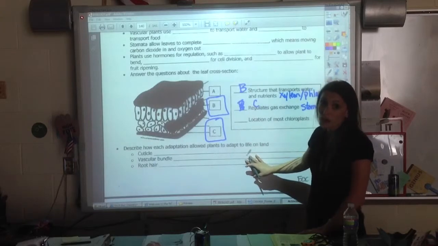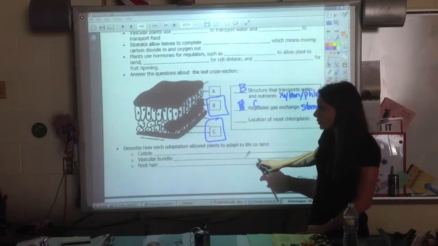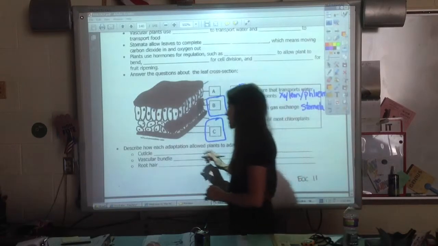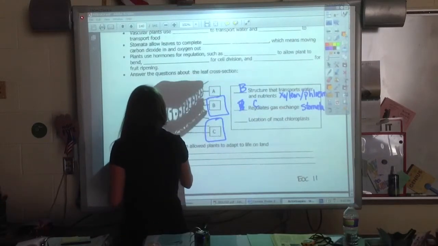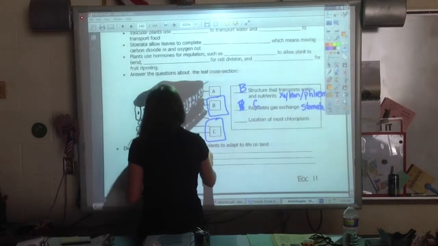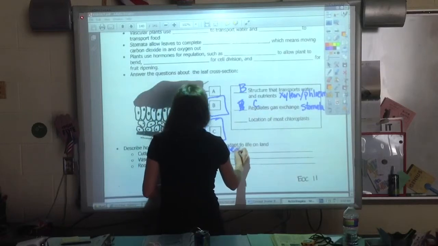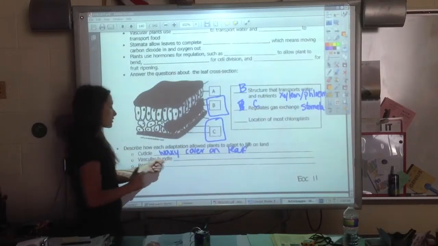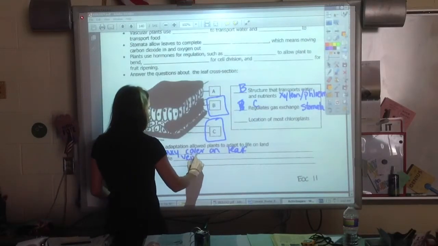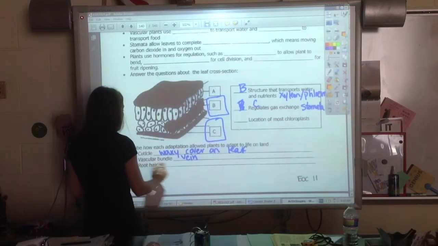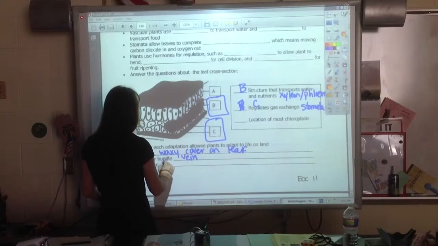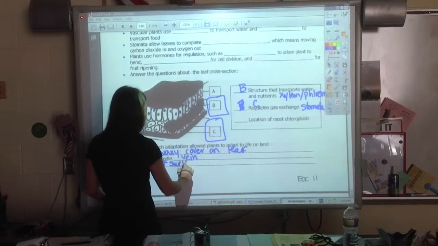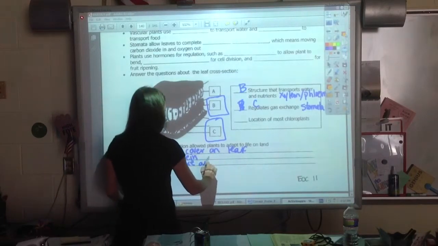We didn't really go over this a lot. It shouldn't be on the EOC. The cuticle is actually the waxy covering on the leaf. We did talk about that when we did the plant hunting and we looked at the plants. The vascular bundle is the same thing as the vein, and this is in your notes. And root hair is going to increase the surface area to absorb water.